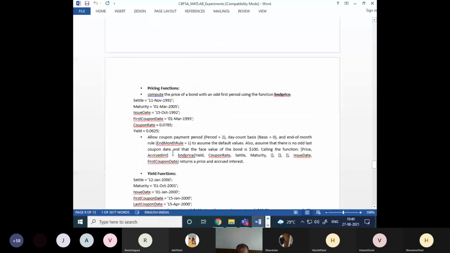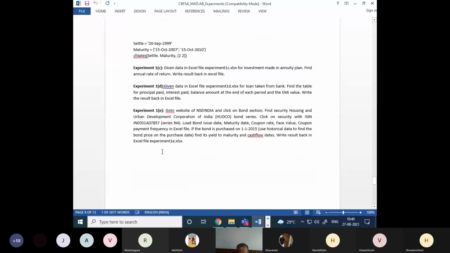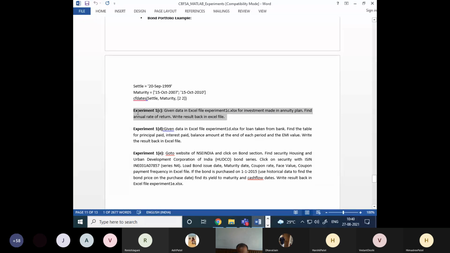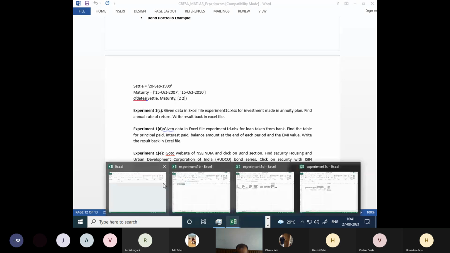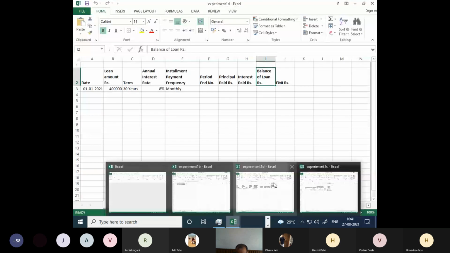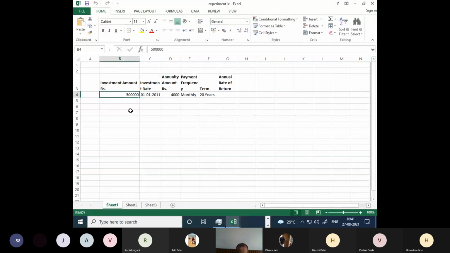I have shared this document already, and we have to complete this experiment 1C, where I have given data in an Excel file, experiment 1C.xls, which I have opened here. Let me go to that file. Sorry, it is 1D. This is 1C. So I've specified this is my investment amount. This is the investment date. This is the annuity amount, and we are getting a monthly annuity, and the total term is 20 years. You have to calculate the annual rate of return, and you have to populate this cell.